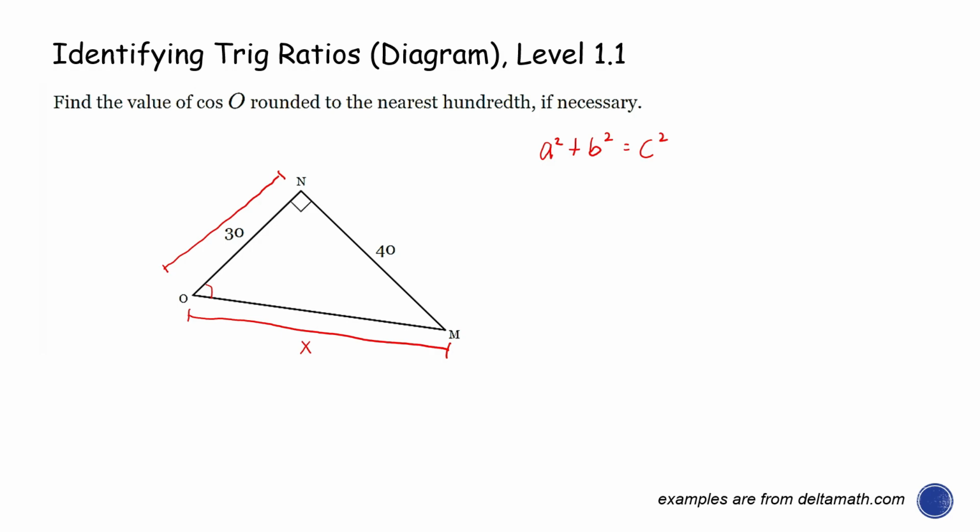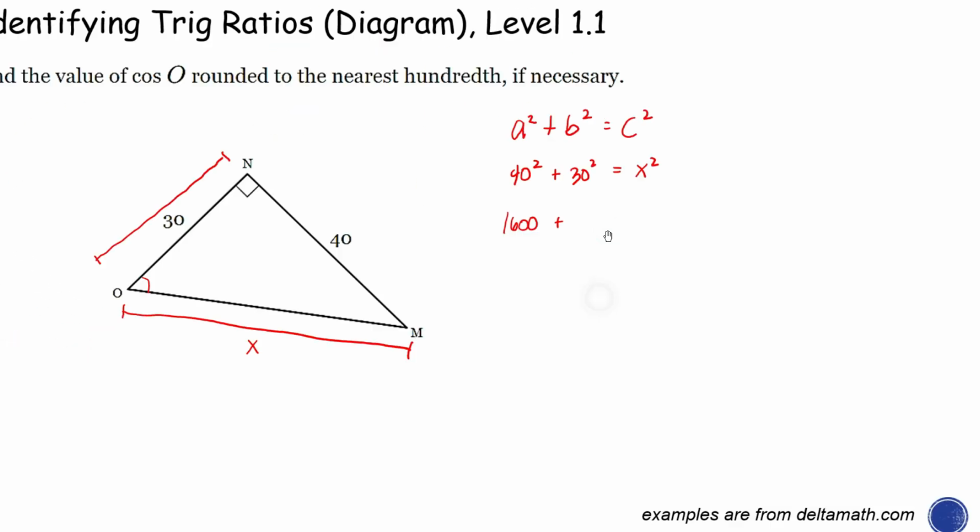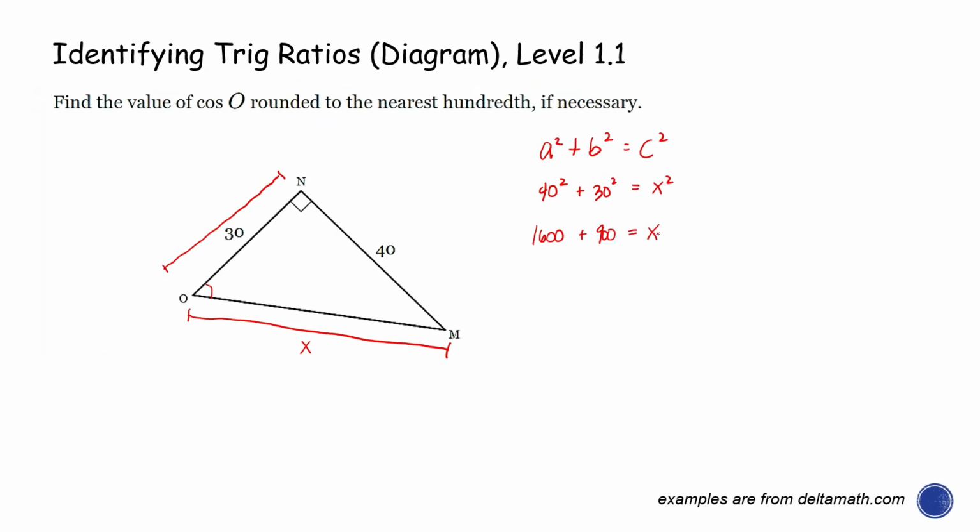So opposite side A, with angle O, is 40. The adjacent side is 30, and the hypotenuse, which is the missing side, is x. So 40 squared is equivalent to 1600. 30 squared equals 900. So 1600 plus 900 equals 2500. Then to solve for x, find the square root of both sides. That's x equals 50.